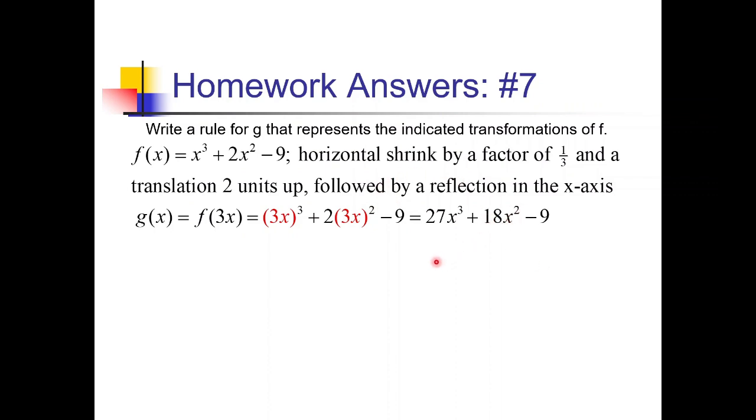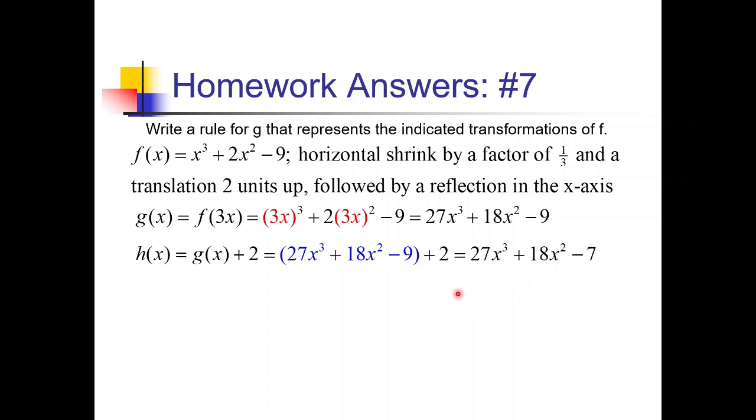Another transformation they wanted us to do is this translation, 2 units up. So I'm going to create an h function to handle that, and that's just going to be the g function plus 2. So all of this stuff plus 2 is going to look very similar. The only change is that this negative 9 is now going to be a negative 7.